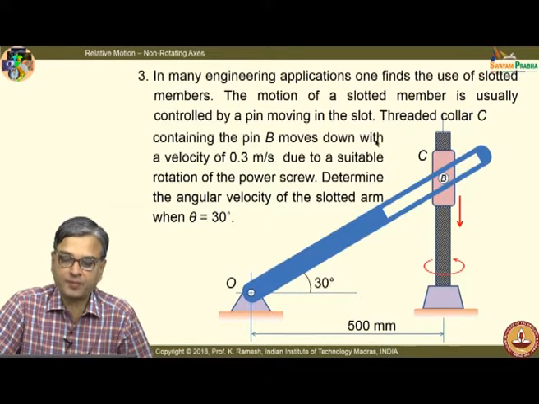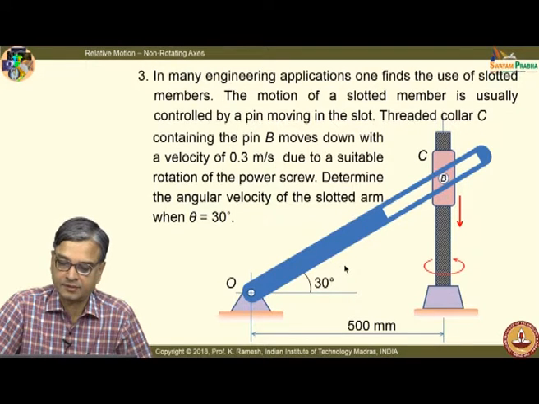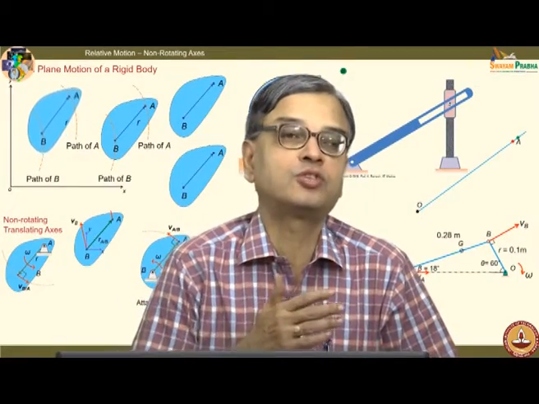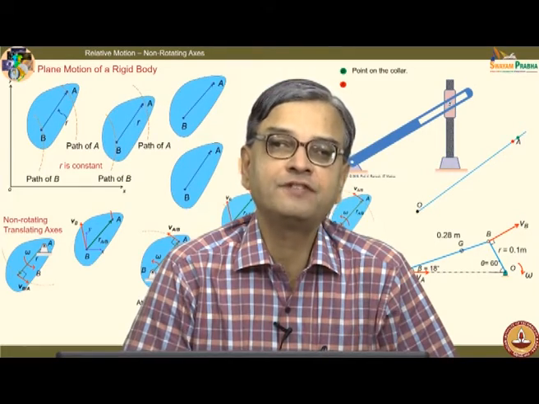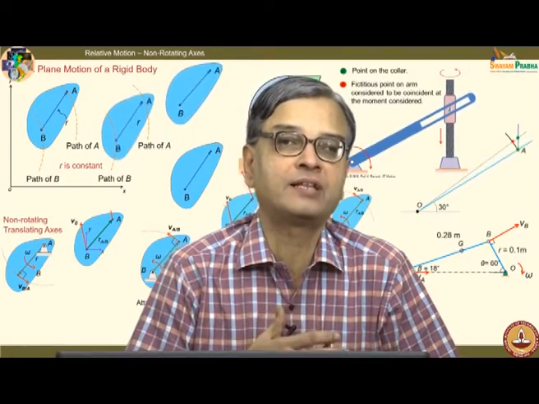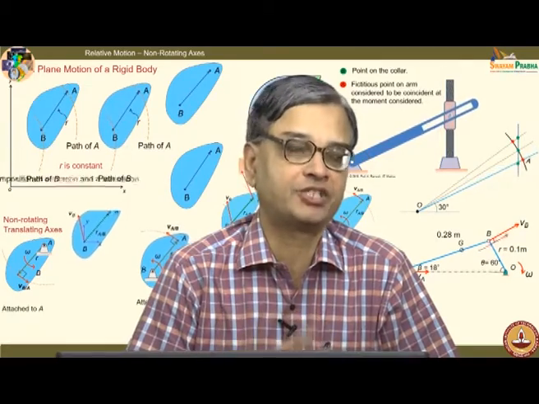What you are given in the problem statement is that the pin B moves down with a velocity of 0.3 meters per second, and the angular orientation of the slotted arm at this instance is 30 degrees. You will soon find slotted members are used in many engineering applications, and that gives a clue how to go about solving problems of that nature.